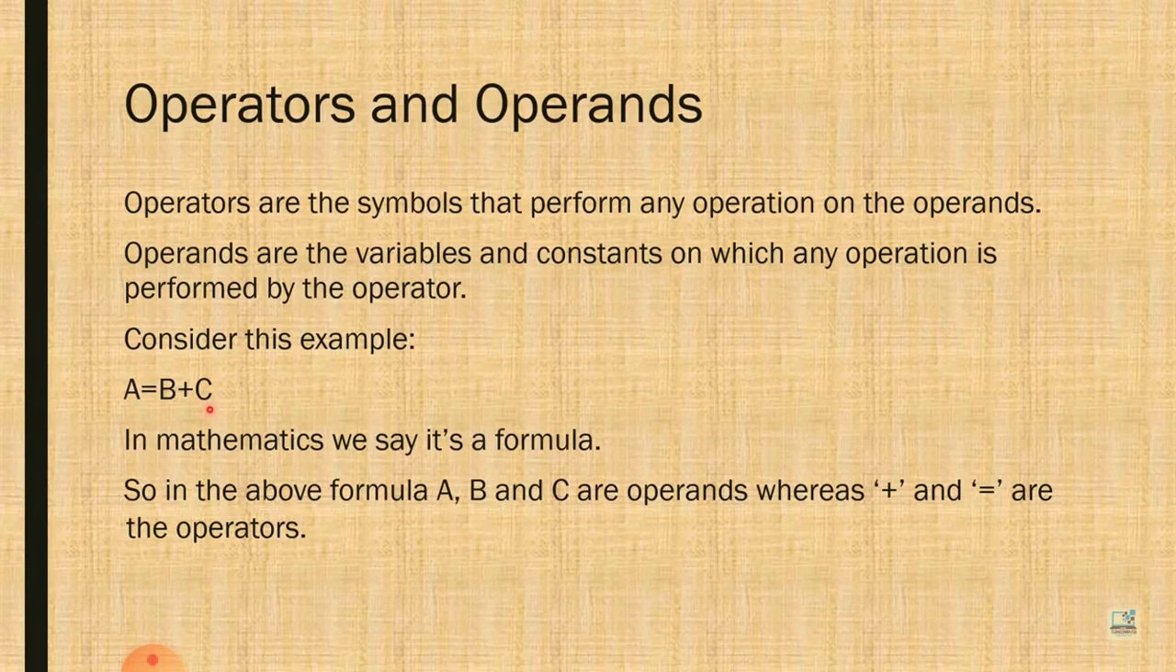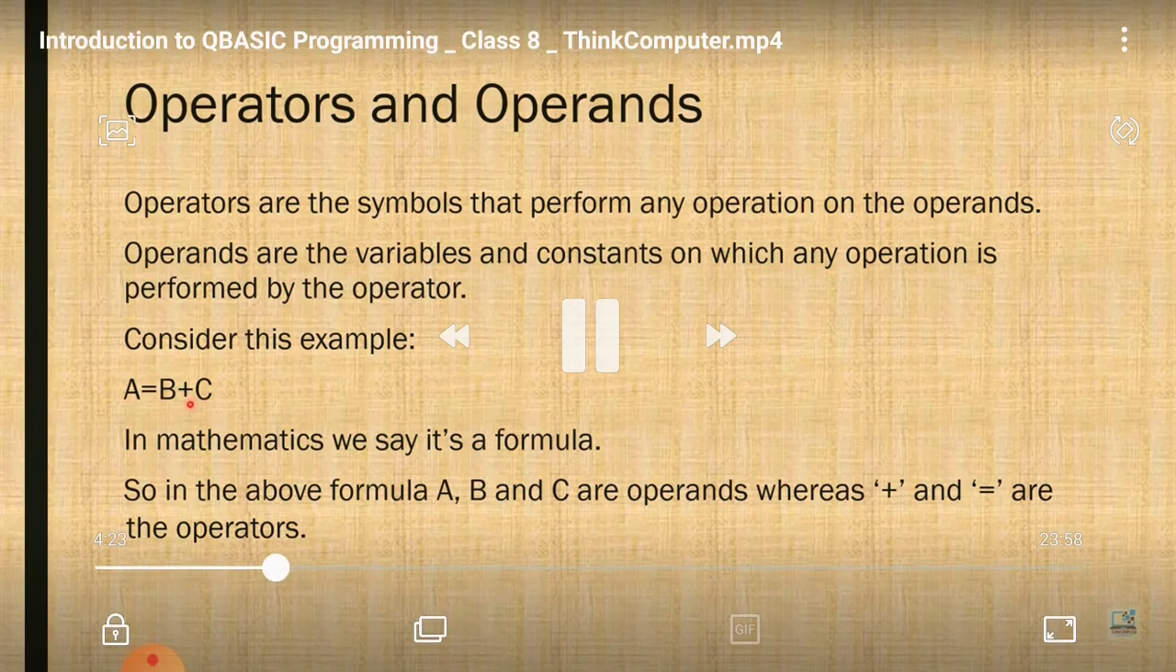So in this example, the operators are plus and equal to. This operator plus is adding B and C. So B and C are the variables, the operands, and on B and C, the plus is operating and performing a kind of operation. This is addition exactly, and the result of that will be stored in the variable A. So equal to is giving the sum to the variable A. Equal to and plus, these two are the operators in this example, and A, B, C are the operands.